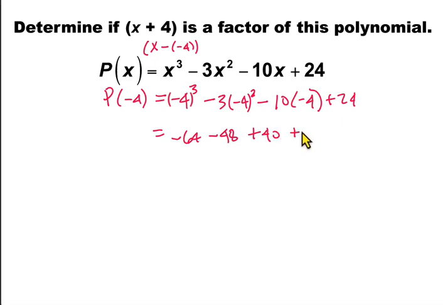plus 24. Combining the negative terms, we get 64 minus 48 is negative 112. Combining the positive terms, we get plus 64. These terms do not cancel out. In fact, we get negative 48 as a result, which is a non-zero sum, which means that x plus 4 is not a factor of this polynomial.